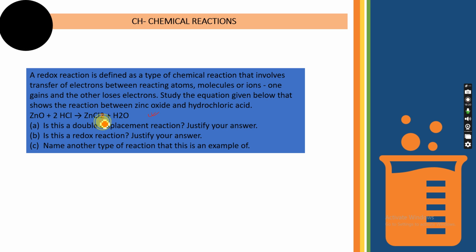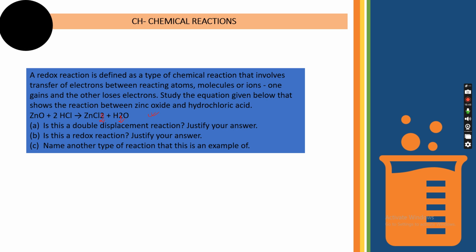Okay, so this 2 will be down, here 2 subscript. Now is this a double displacement reaction? Justify your answer. Is this a redox reaction? Justify your answer. Name another type of reaction that this is an example of. Okay, so here there are 3 questions: whether it is a double displacement reaction or not, and you have to give the reason. Okay, so whenever they ask you a question, always give a reason behind your answer.